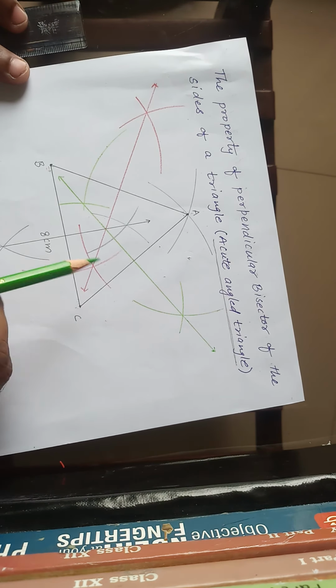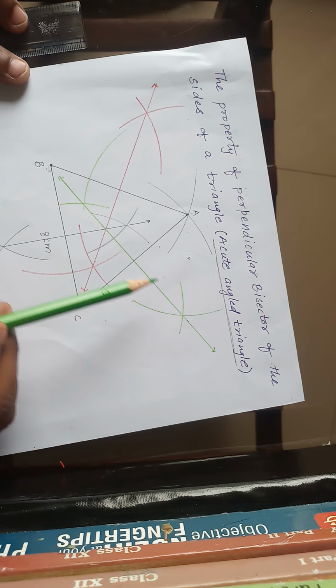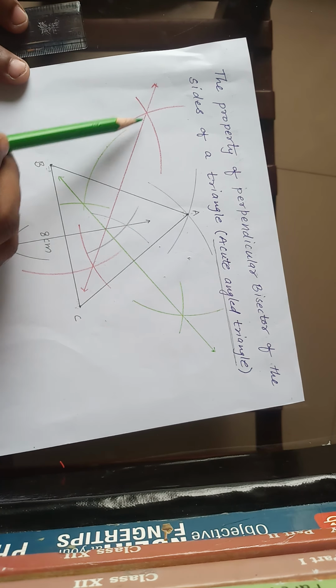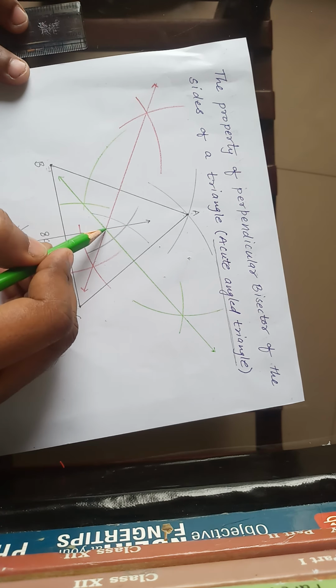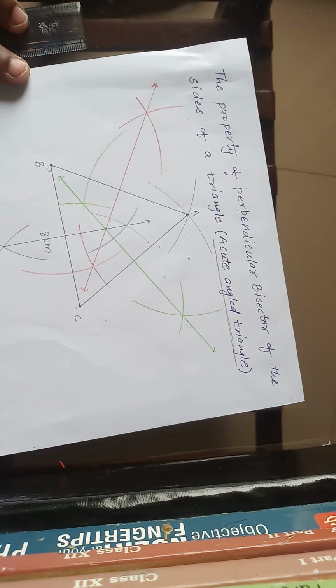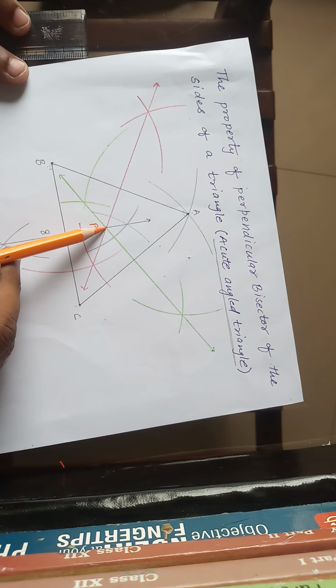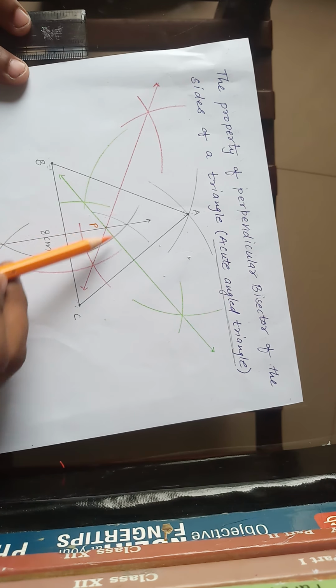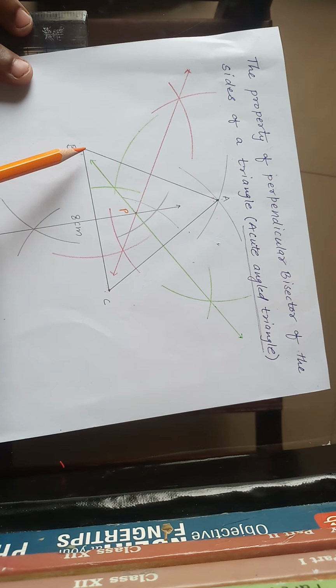Now friends, if you see carefully, all the three bisectors: the bisector of segment AC is drawn with the green color, the bisector of segment AB is drawn with the red color, and the bisector of BC is drawn with the gray color. These three bisectors are intersecting at a point. This point I will name as point P. This point is called the point of concurrence, and these lines are called the perpendicular bisectors of the sides AB, BC and AC respectively.